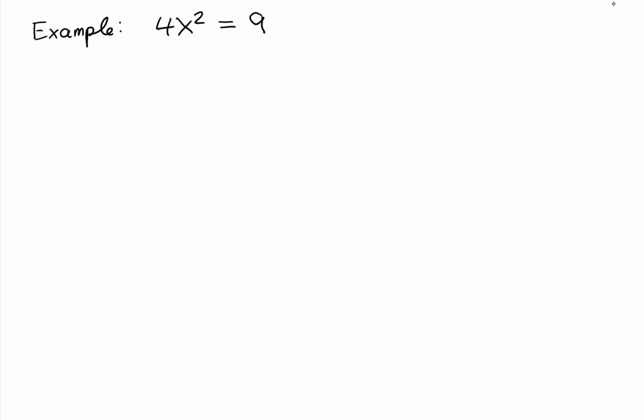Next, we have the equation 4x squared is equal to 9. To use the zero product property, we need to set this equation equal to 0. In other words, I need to bring the 9 over to the same side as the 4x squared. Now I have 4x squared minus 9 is equal to 0. This means we can use the zero product property.